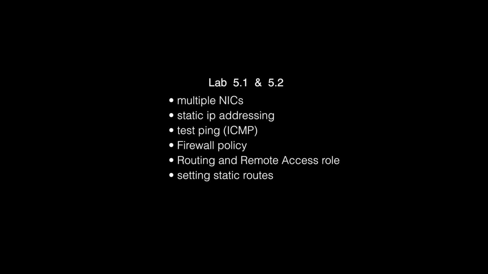Alright, this is lab 5.1 and 5.2. We're going to be looking at using multiple network interface cards in each of the computers. We're going to set up static IP addresses in different subnets. We're going to test pinging across the virtual network. We're going to set up firewall policy to allow pinging. And then we're going to install the routing and remote access role, configure some static routes, and then retest the ability to ping from one computer to the other computer's IP addresses.